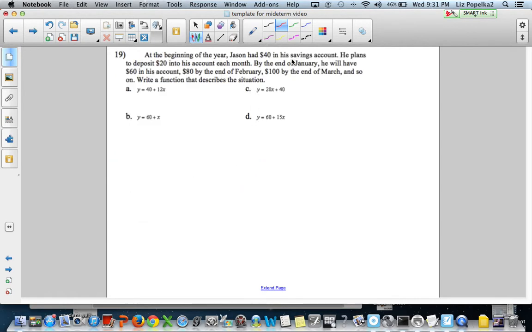Number 19, at the beginning of the year, Jason had $40 in his savings account. He plans to deposit $20 into his account each month. By the end of January, he will have $60 in his account, $80 by February, $100, and so forth. Write a function that describes the situation. So his initial amount was $40, plus he plans to deposit $20 into his account each month. So 40 plus 20 times the number of months.